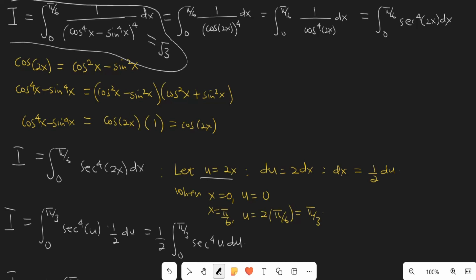So I think the main work was just in trying to figure out what cosine to the 4th power of x minus sine to the 4th power of x is. Once you are able to identify that it's cosine of 2x, then everything becomes trivial. So that is how I can solve this integral.